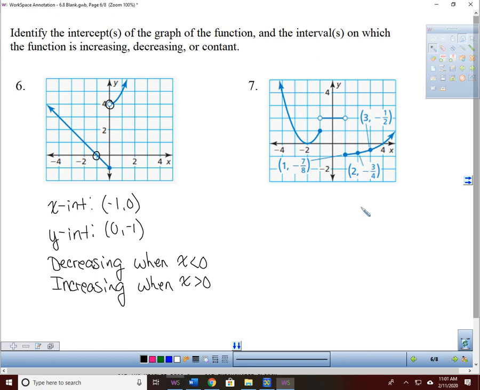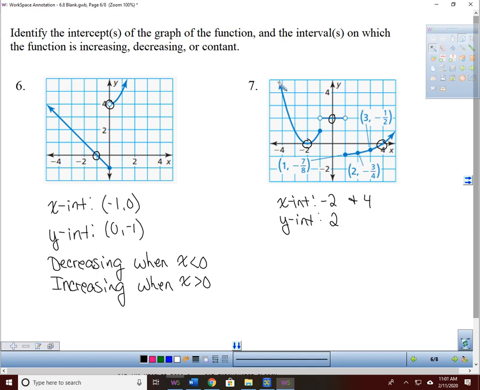So let's look at number 7. Got lots going on, okay? Looks like I have 2 x-intercepts. I have one here, and I have one here. So I have x-intercepts at -2 and 4. For a y-intercept, it looks like I'm only crossing my y-axis at one point, right here. So that would be a y-intercept at 2.